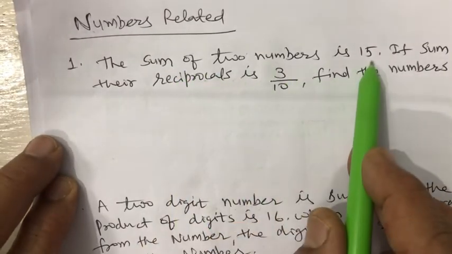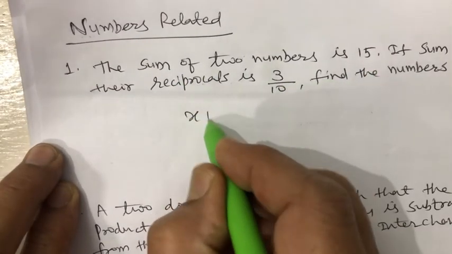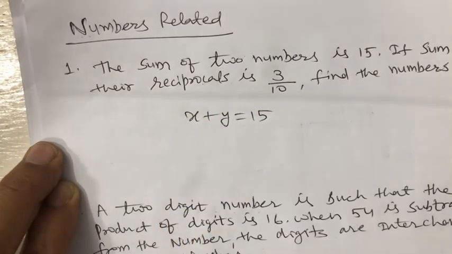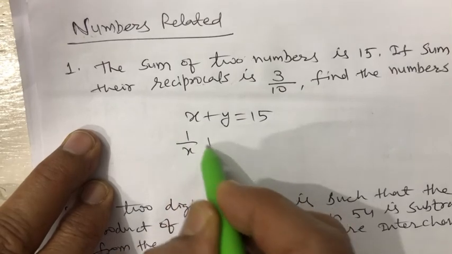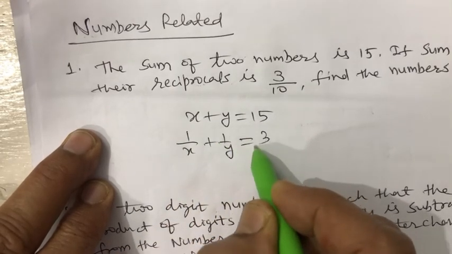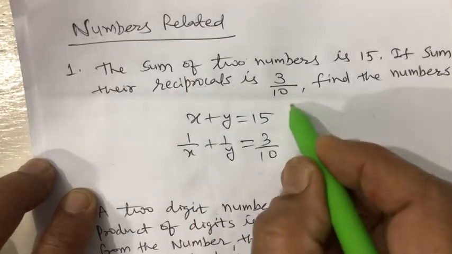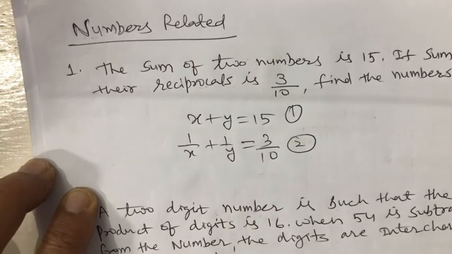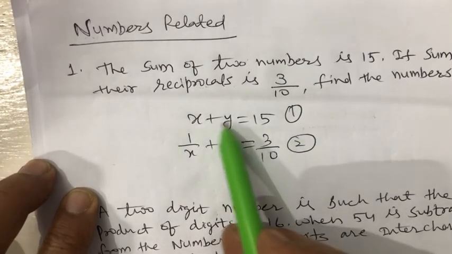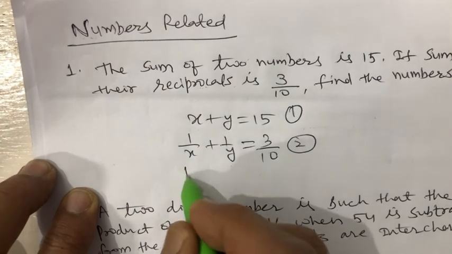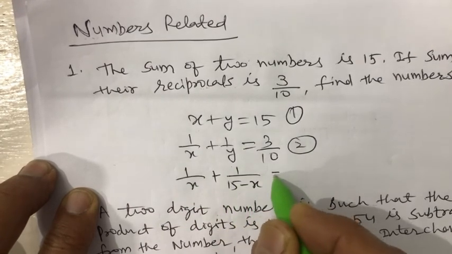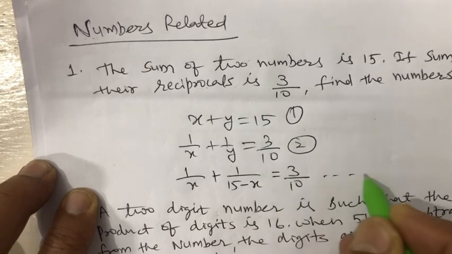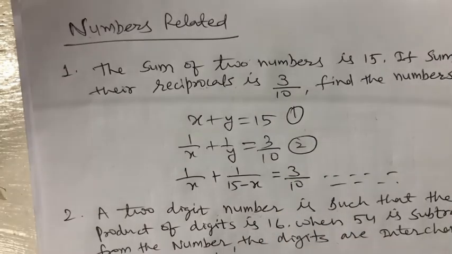Now next, last few questions based on numbers. Sum of two numbers is 15. Let the numbers be x and y. So sum of the two numbers is 15. If the sum of their reciprocals equals 3 by 10. Equation number 1, equation number 2. Substitute the value of x or y from first to second. You will get the same as the previous question we have completed today. After that it is for your practice. You can do it very nicely.